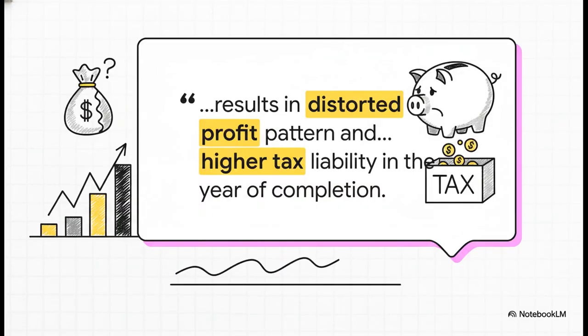Well, if you wait, you're going to hit some major snags. Your financial reports would look totally out of whack, like you made 0 profit for 2 years and then bam, a gigantic profit spike in year 3. This creates what's called a distorted profit pattern. It gives a completely misleading picture of your company's health, and maybe even worse, it could stick you with a way higher tax bill in that final year. We definitely need a way to smooth that out.